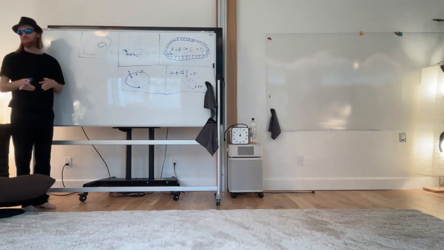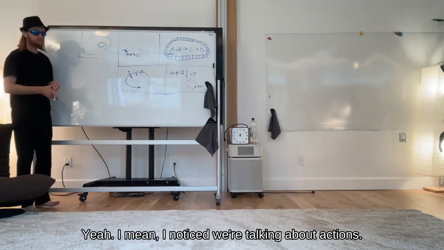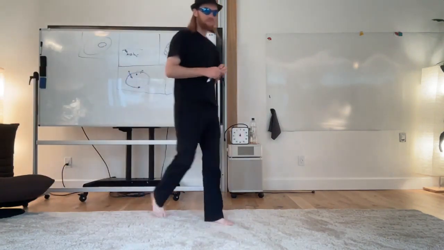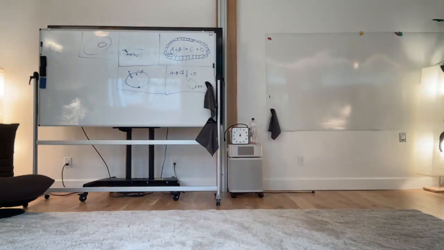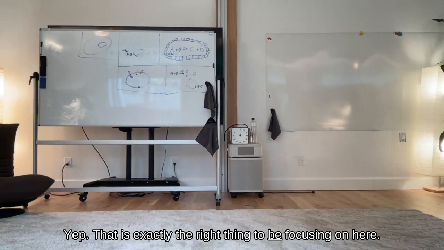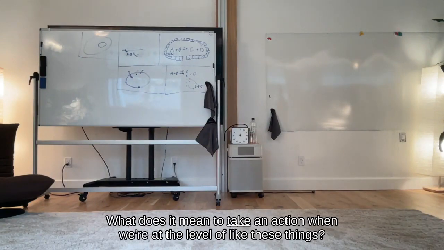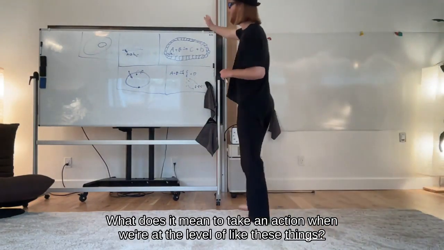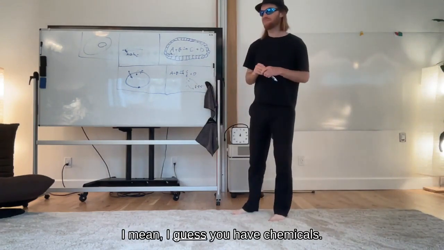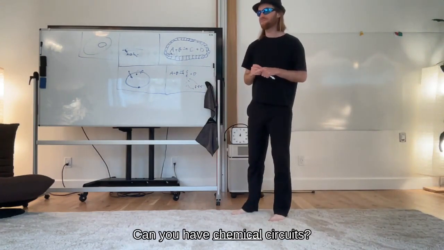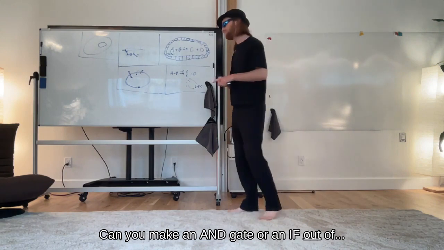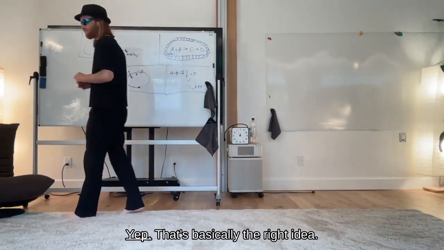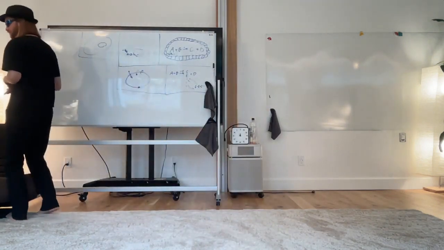How does that happen? I notice we're talking about actions, which, obviously, this is just chemical reactions. That is exactly the right thing to be focusing on here. What does it mean to take an action when we're at the level of these things? I guess you have chemicals. Can you have chemical circuits? Sure can. Can you make an AND gate or an if out of them? Yep, that's basically the right idea.